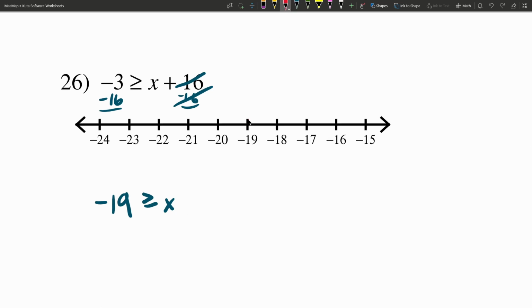Locating negative 19 on our number line, circling it, x represents all the values that are less than or equal to negative 19, since negative 19 is greater than or equal to x. So we're going to shade it in and fill out all the values to the left. And there we have it. That's our last solution on this free Kuta Software worksheet.